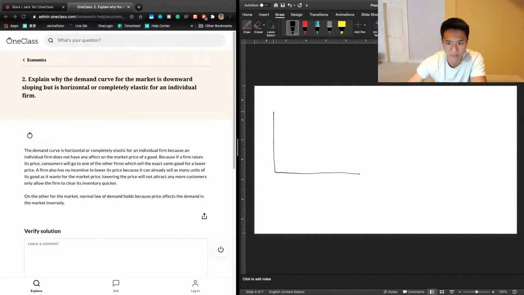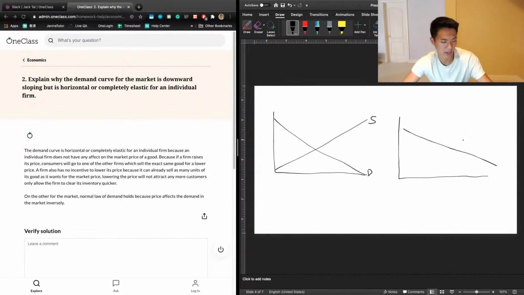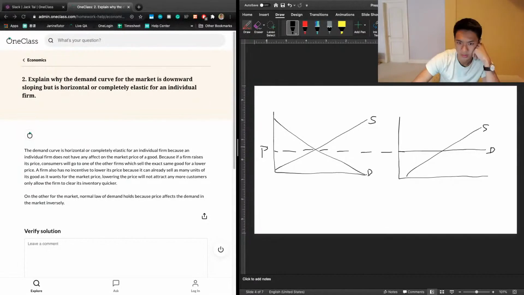So on the one hand, we have a perfectly competitive market, which looks like this. And on the other hand, we have our perfectly competitive firm, right? Sorry, that's not correct. So supply, and then we have demand is horizontal. Okay. And then we can draw this dotted line over. Okay, so they're the same price level, right? All at P star.